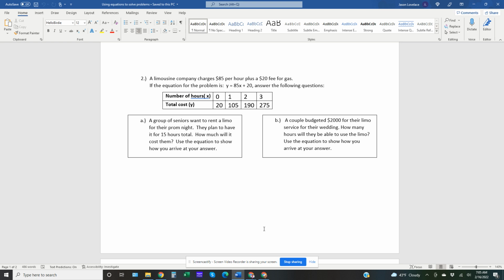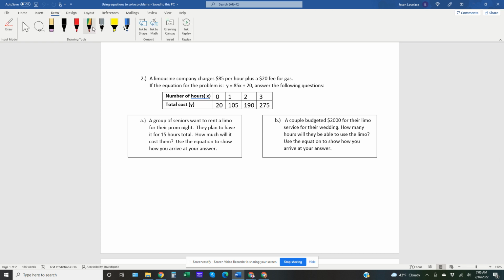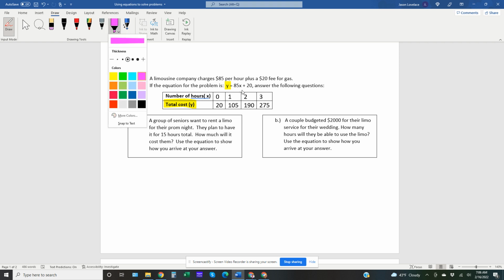All right, so we have a table where the number of hours is X and the total cost is Y. So if I look up at this equation above the table, I see that my total cost, Y, is equal to $85 per hour. Okay, so X is going to be our number of hours plus our $20 flat fee. All right, so with this relationship, let's just test out this one right here.